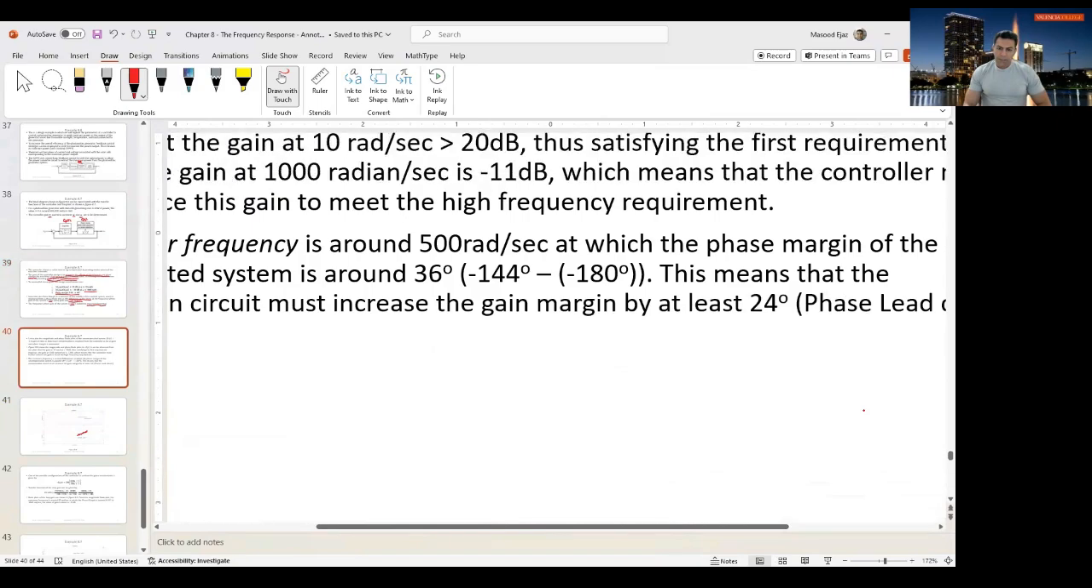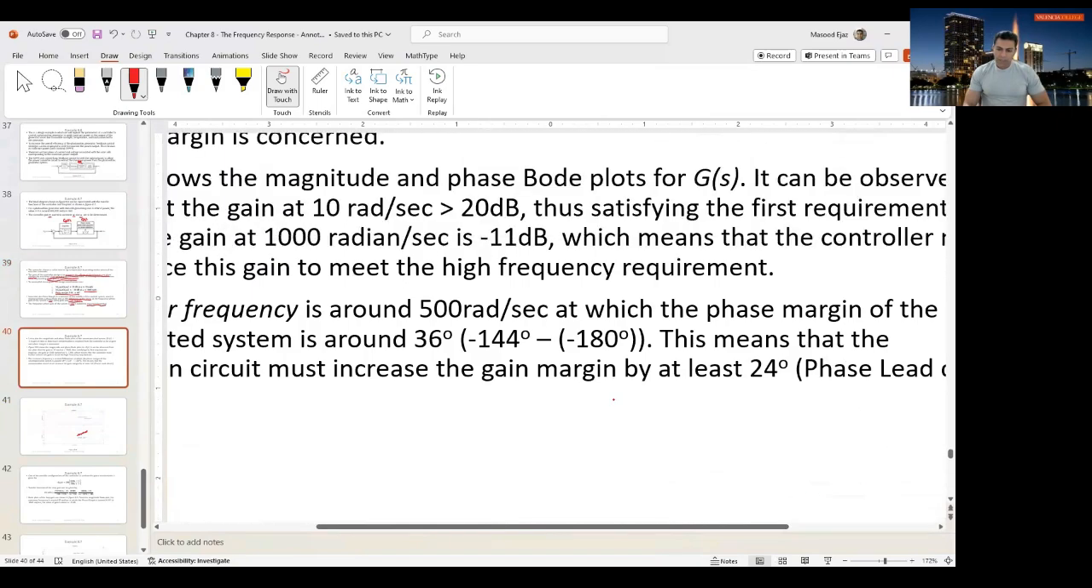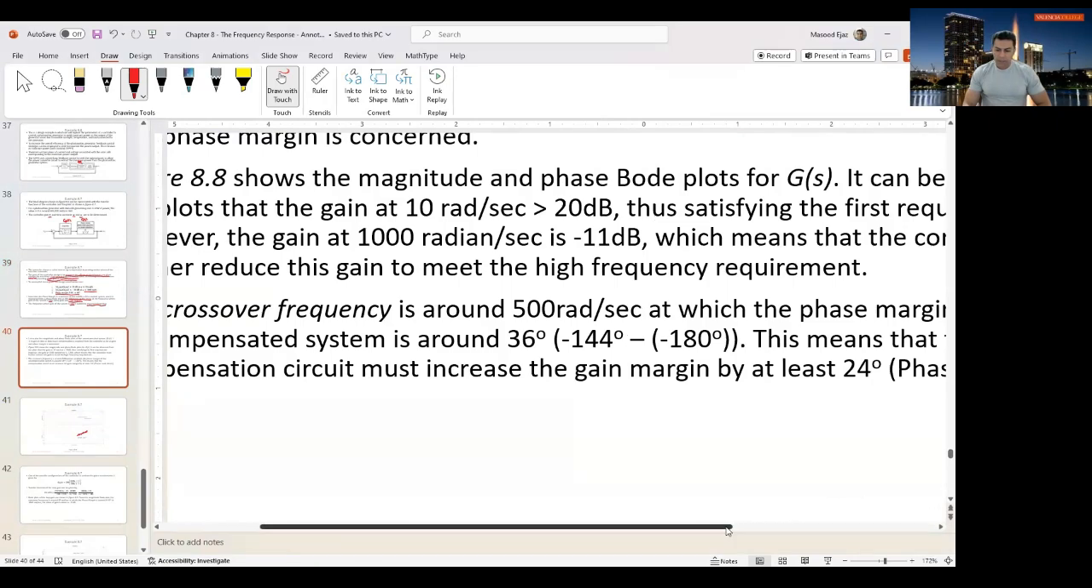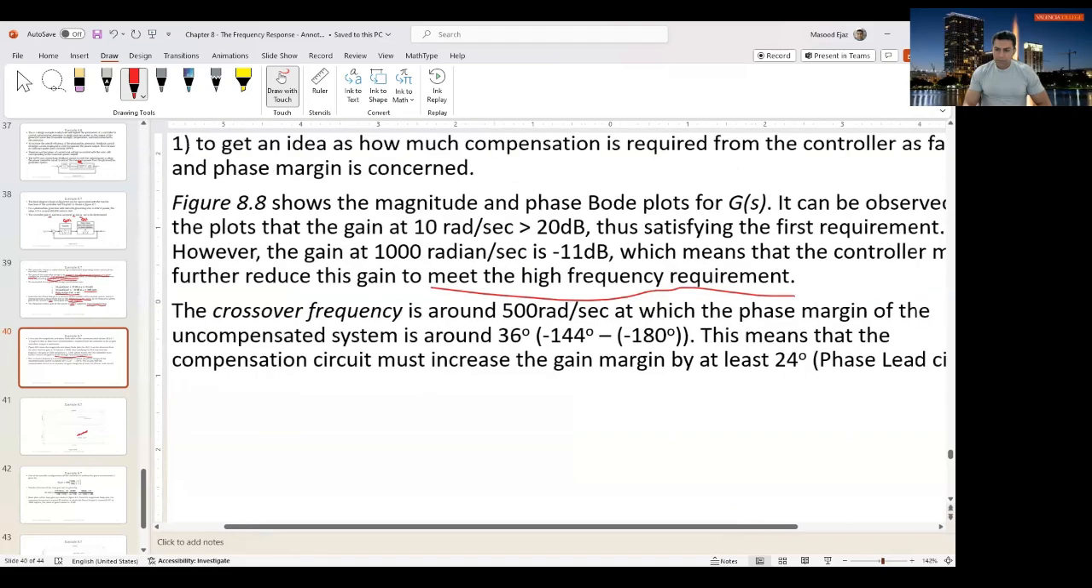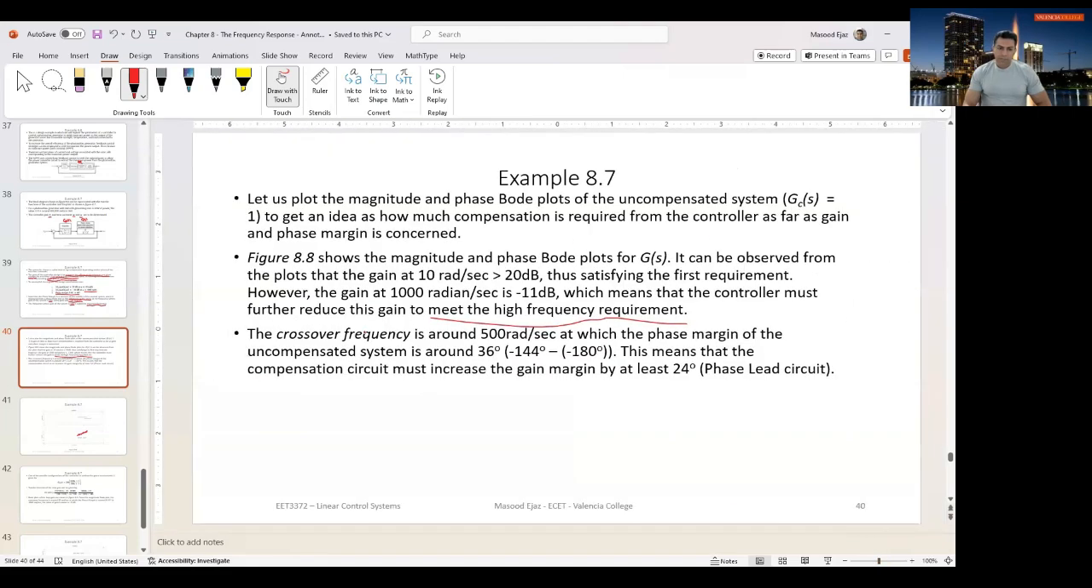So that means we need two things. We need to reduce the gain at high frequency. Let me reduce my zoom. Okay. So the controller must further reduce the gain to meet the high frequency requirement, because we need negative 20 decibel at least. And the compensation circuit, the controller circuit, must increase the phase margin by at least 24 degrees.